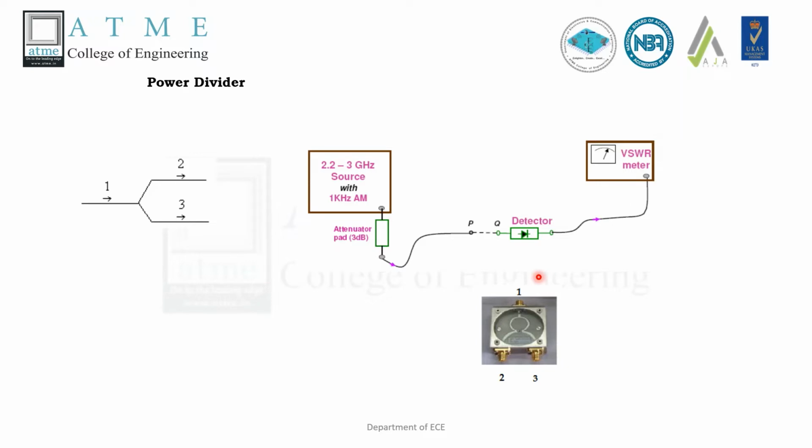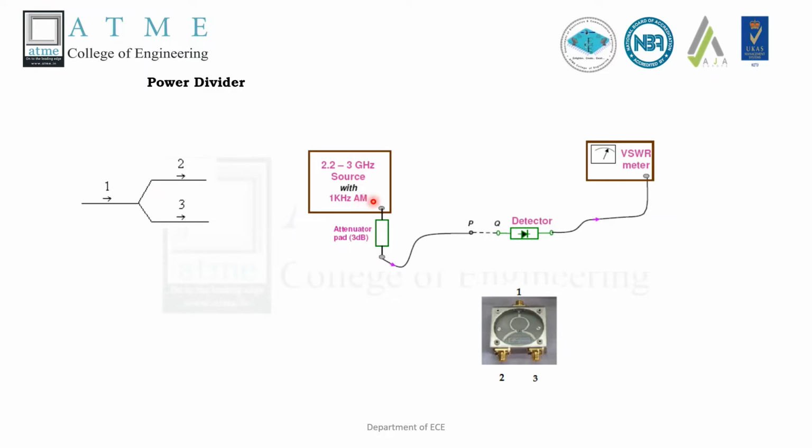To measure the power division property, insert the power divider between P and Q with port 1 as the input port connected to P, and port 2 as the output port connected to port Q. Terminate port 3 of the power divider with a 50 ohm matched load. Record the readings of the VSWR meter for frequencies from 2.2 to 3 GHz. Interchange the connections at ports 2 and 3, that is, connect port 3 to Q and port 2 to the 50 ohm matched load, and record the readings of the VSWR meter for frequencies ranging from 2.2 to 3 GHz.